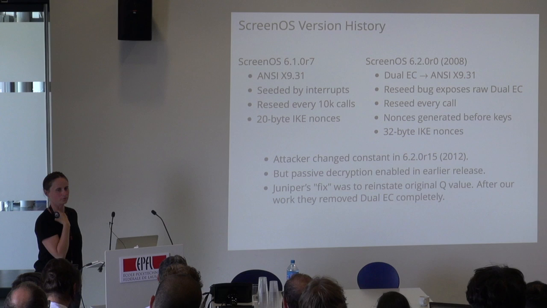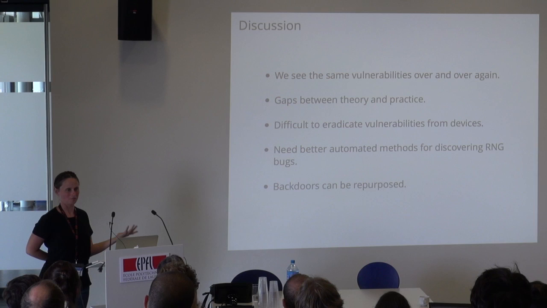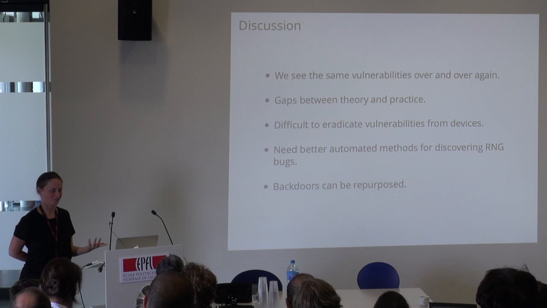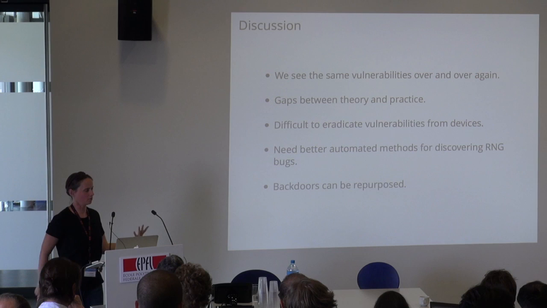So these are my last couple of slides, just some brief discussion. In this talk, we saw the same vulnerabilities arising over and over again. It seems like we point something out and people may or may not actually learn something from it. There are some pretty serious gaps between theory and practice in random number generation in particular. We should know how to model these things, but somehow there are vulnerabilities that aren't really encompassed by the models.